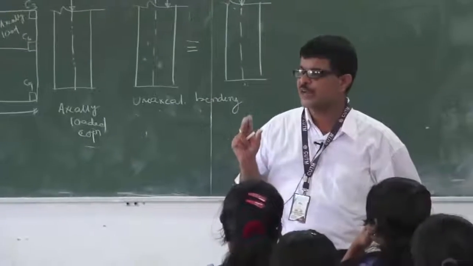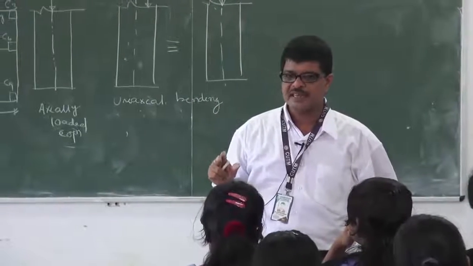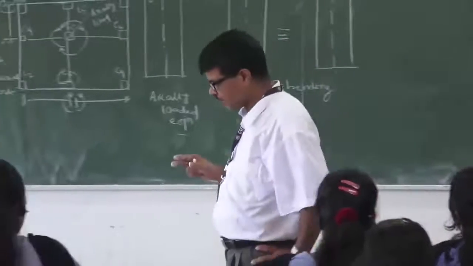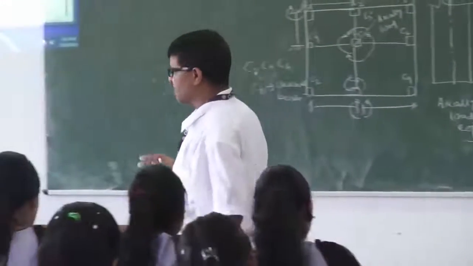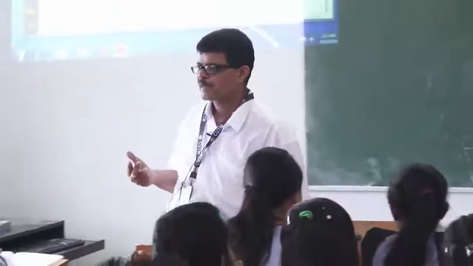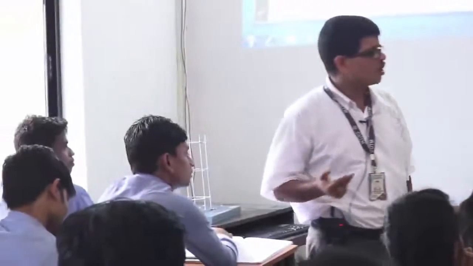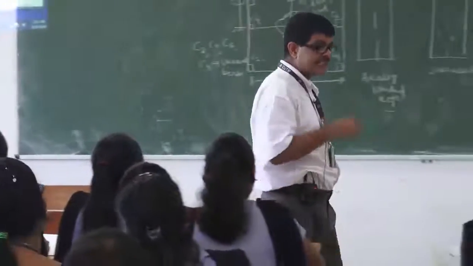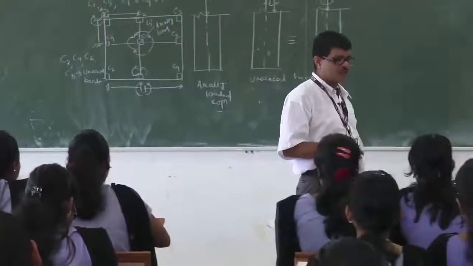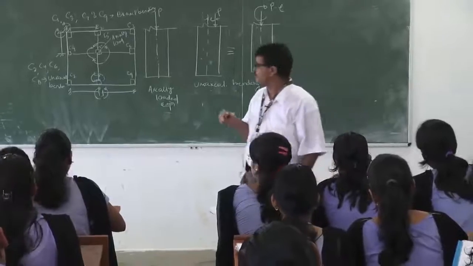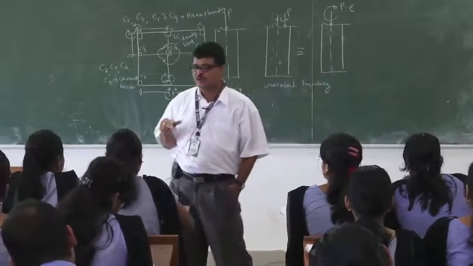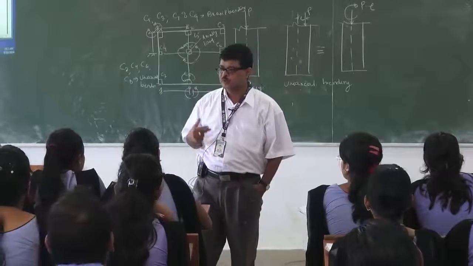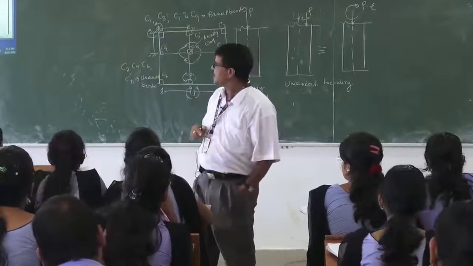So these three categories of columns you have to design. Generally in field practice, the periphery end columns or corner columns are subjected to biaxial bending. Other periphery columns are subjected to uniaxial bending, and the interior columns are subjected to axial loads. Okay, so we will discuss how to design axially loaded columns as per the codal provisions, how the code says.